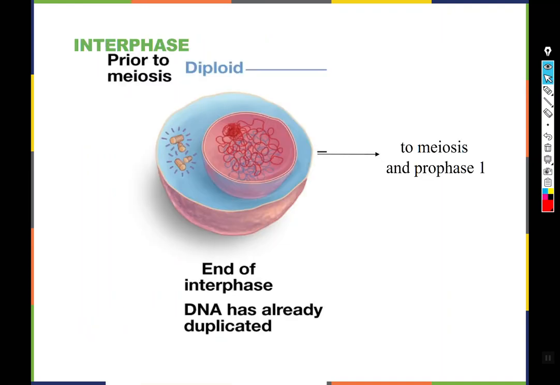So interphase prior to meiosis looks pretty much just like interphase prior to mitosis. So we have duplicated chromosomes, so this cell would be just coming out of G2, and we have a red chromosome and a blue chromosome. So that tells you they're duplicated. And you can see that they're not condensed in this phase, and the nuclear envelope is still present.